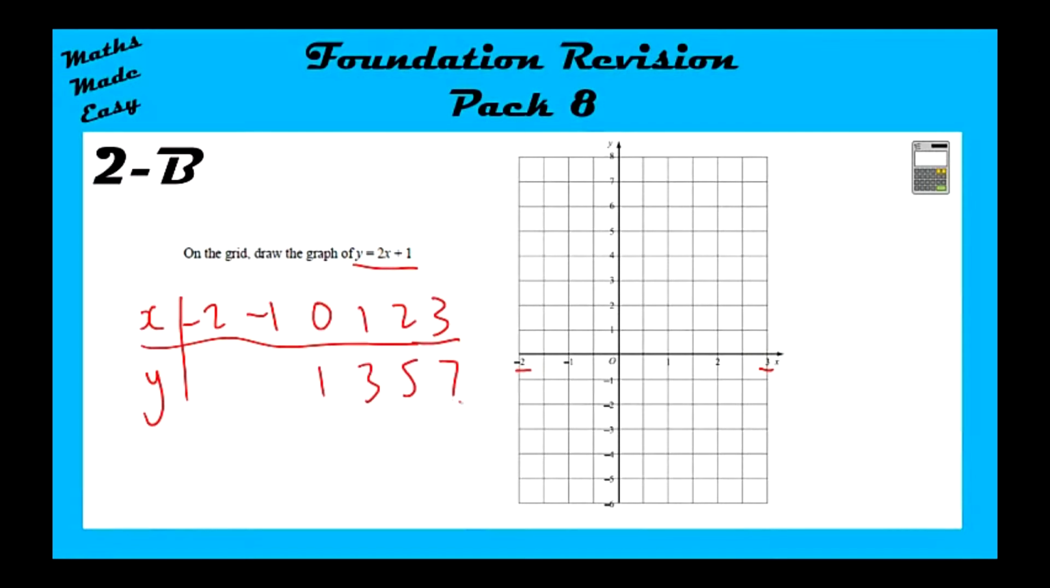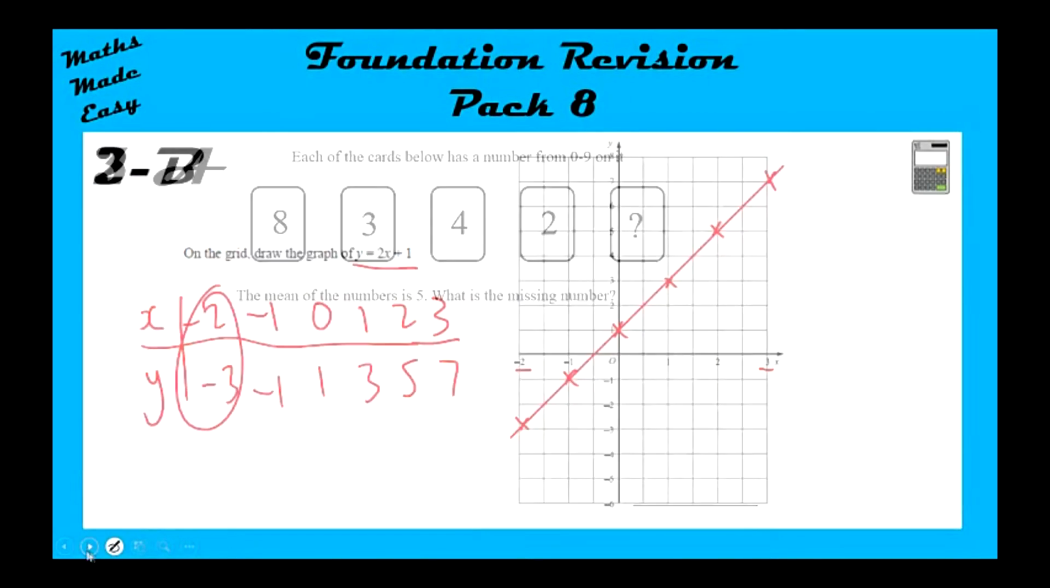And again, you'll notice it's going up in 2s. It won't always be 2s, but this one is. So take away 2 if you're going back in this direction. 1 take away 2 is negative 1. Take away 2 again is negative 3. So if we plot these points, starting with negative 2, negative 3, then negative 1, negative 1, then 0, 1, 1, 3, 2, 5, and then finally 3, 7. Join all of those up with a straight line, you'll end up with something that looks like that.